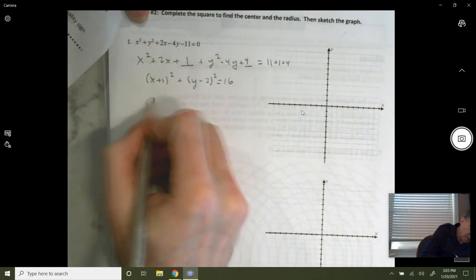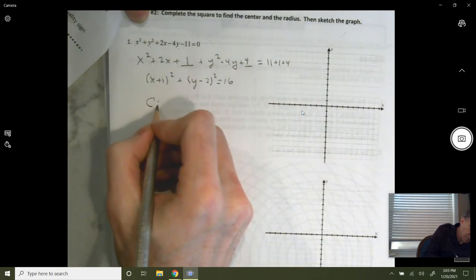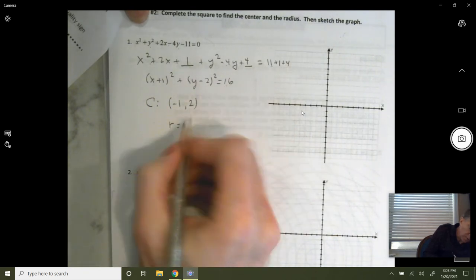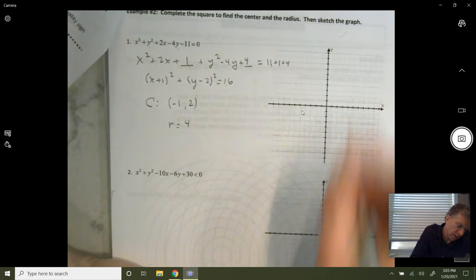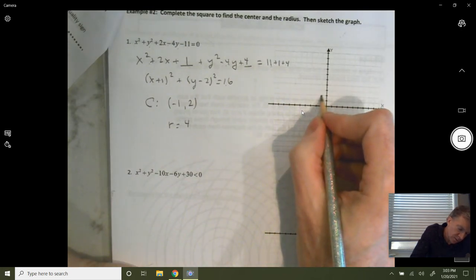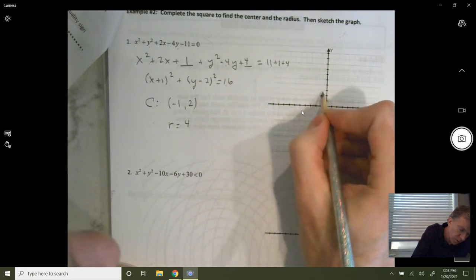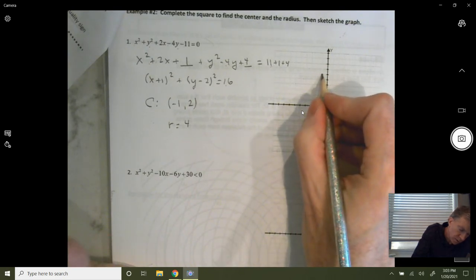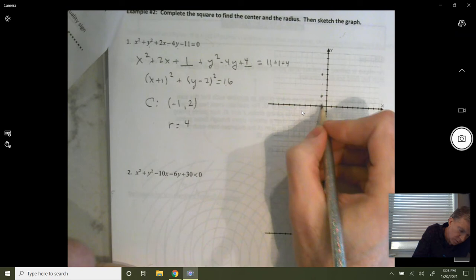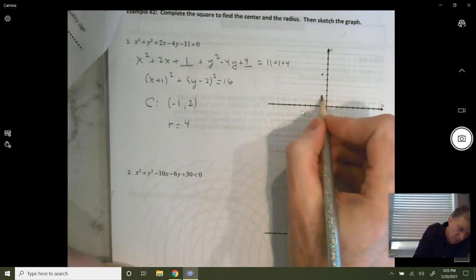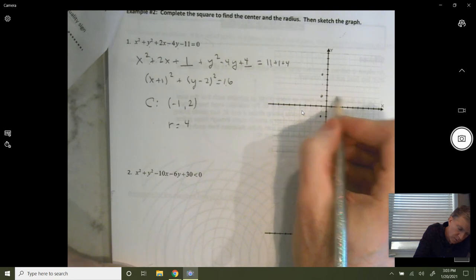And you can see your center. It's going to be negative 1 comma 2, and your radius is equal to 4. Okay, so negative 1 comma 2, there's your center. Your radius is 4, so I'm going to go up 4. I'm going to go down 4. I'm going to go right 4. 1, 2, 3, 4. It might be good to get in the habit of labeling these points.